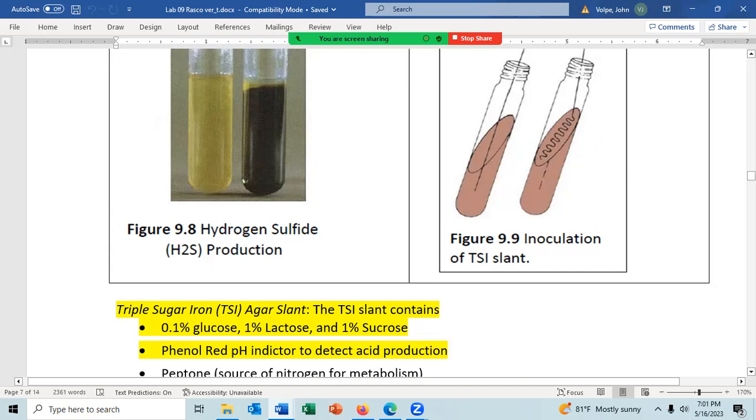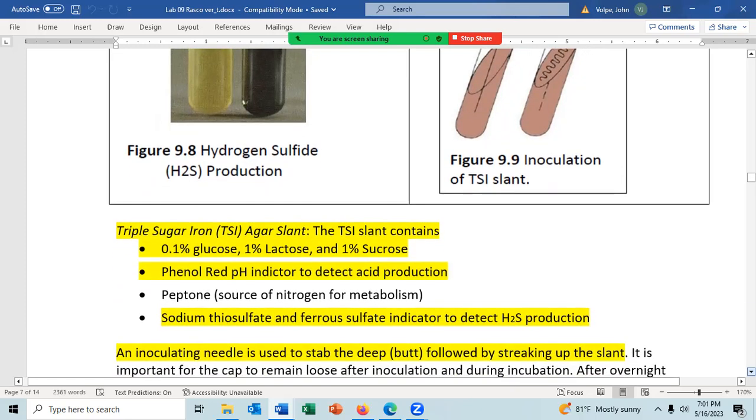Triple sugar iron tubes have three different sugars in them, glucose, lactose, and sucrose, but the glucose is at a different concentration, one tenth of the amount of sugar as the lactose and the sucrose. It also has a pH indicator in it to determine whether the sugar is fermented. If the sugar is fermented, the tube will turn yellow as acid products are made. It does have a peptone for a source of nitrogen for metabolism, and it does have sodium thiosulfate and ferrous sulfate, and that's to detect the production of hydrogen sulfide. And if hydrogen sulfide is made, the tube will turn black, at least in the butt.